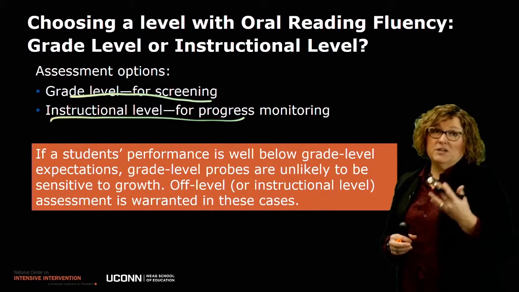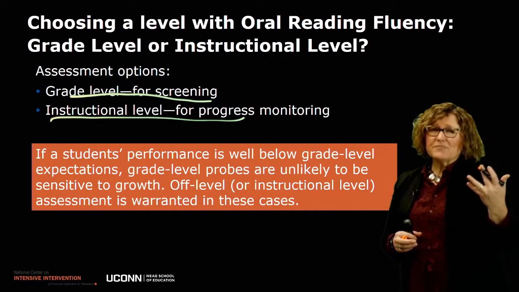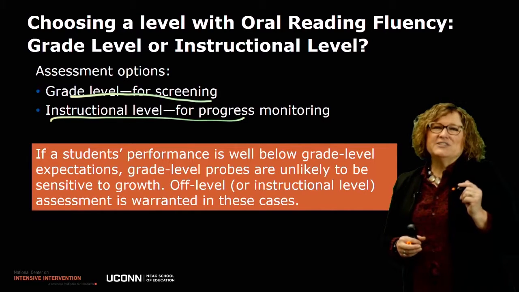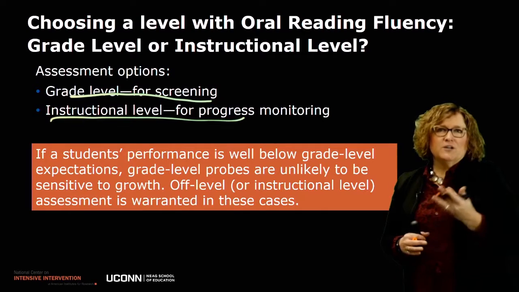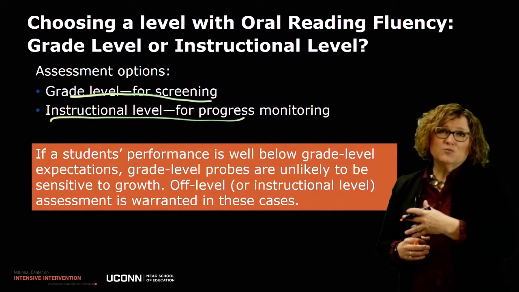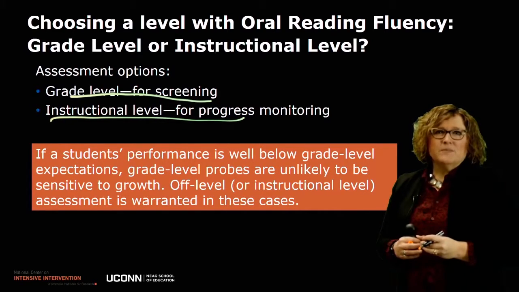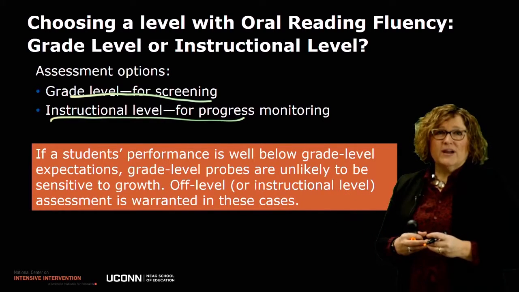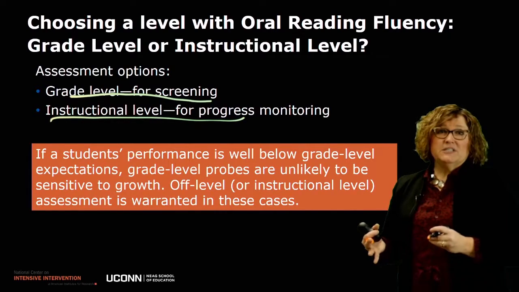So a student might be in 4th grade. For screening, we're giving those 4th grade level measures. The student might be reading at a 2nd grade level, so for progress monitoring, we're going to use that 2nd grade level measures to really chart that progress across time. If a student's performance is well below grade level, then grade level probes are unlikely to be sensitive to growth.